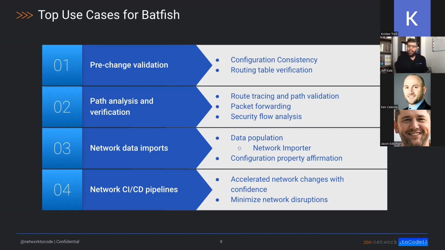Kind of building on top of that idea is path analysis and verification, where you can do route tracing and path validation with Batfish. And I'm not talking about a traceroute using ICMP or UDP. This is literally a hop by hop analysis. Because Batfish does model the entire network and the data plane and the routing, it knows what the routing table looks like based off of configuration.